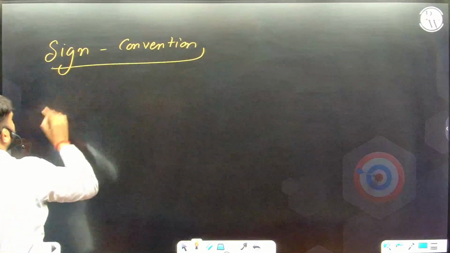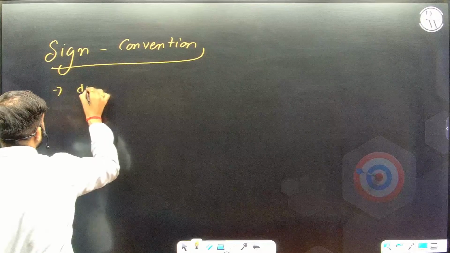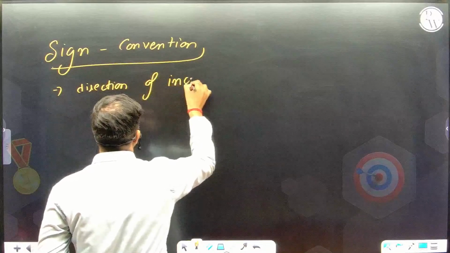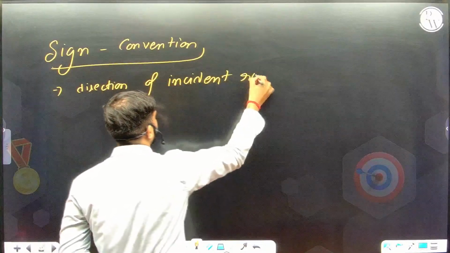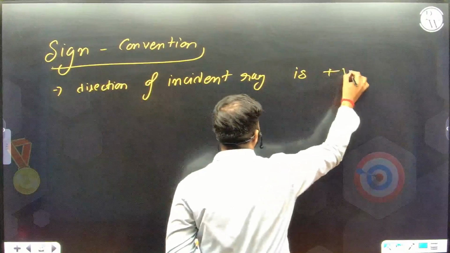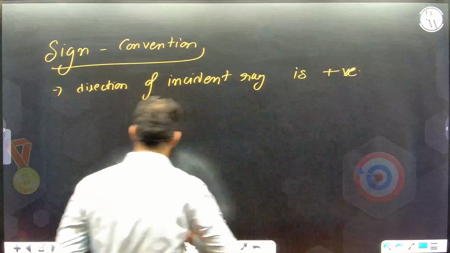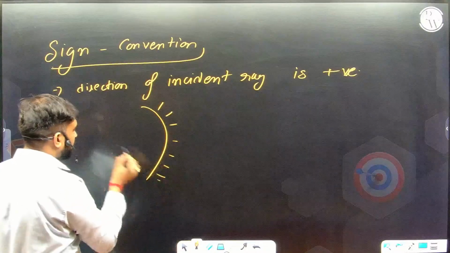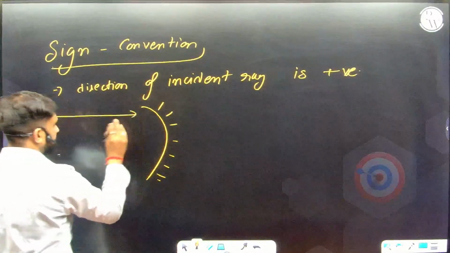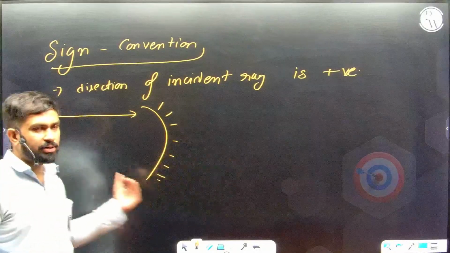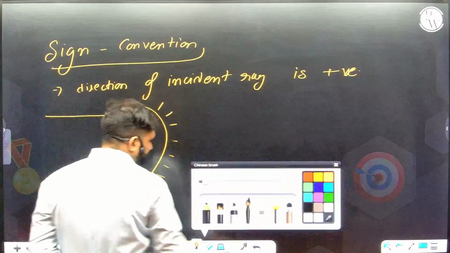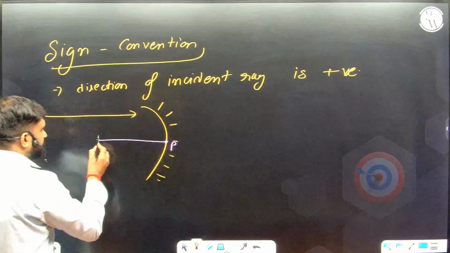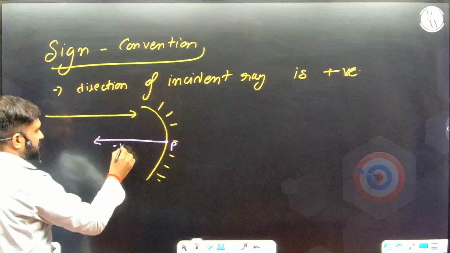Never miss it out. What do we say for sign convention? The direction of the incident ray is the reference direction, so it is always taken as positive. For example, this was your concave mirror. The ray is coming from this side; it cannot come from behind the mirror. This direction is taken as positive. So if you measure distances from the pole and go towards the left, I am going in the opposite sense, so these distances will be negative.